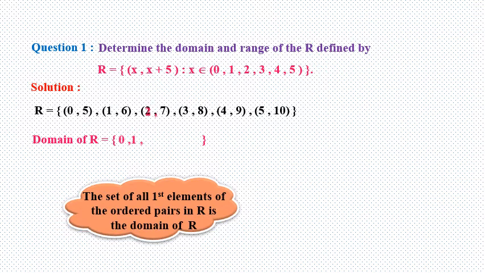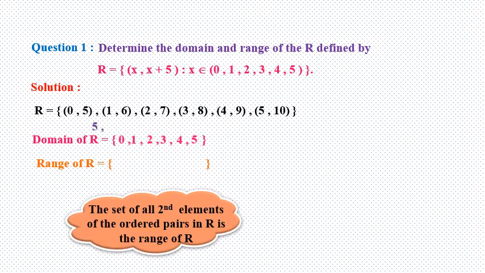And the domain, if you are talking about first entries, 0, 1, 2, 3, 4, 5. Correct. What is the range here? Range is second elements 5, 6, 7, 8, 9, 10. Correct. What is the codomain if you want? That is the whole set.